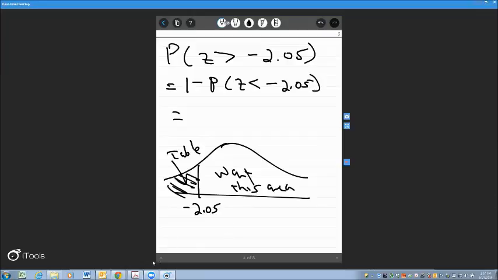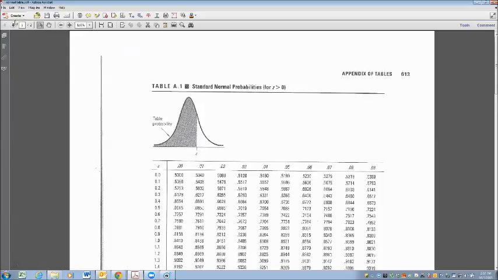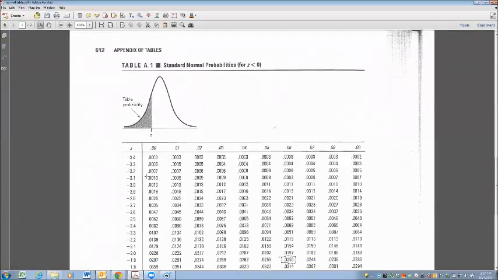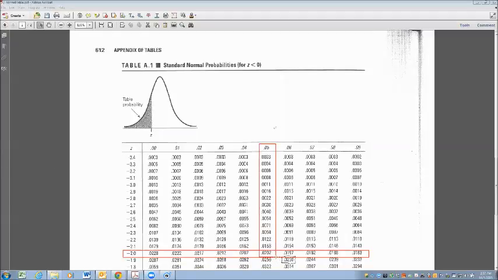So we can go to our normal table. We'll go to the negative side of it. We'll look up in the minus 2 row and the 0.05 column. And we get 0.0202, so this is 1 minus 0.0202, which is 0.9798.